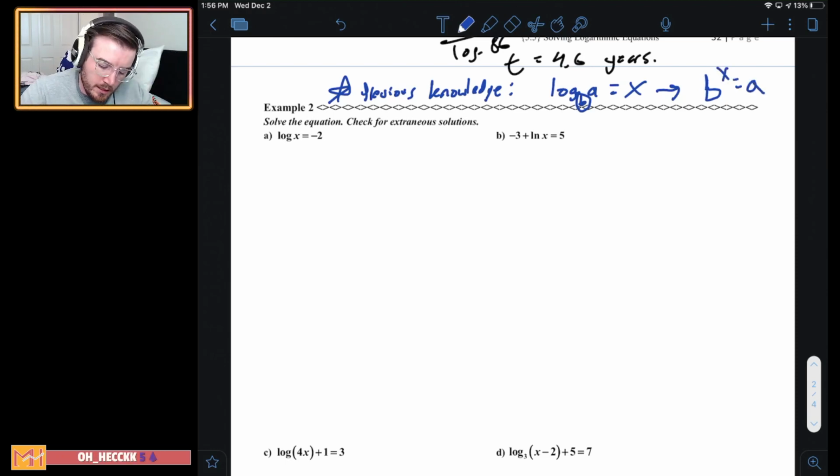Boom. So I can rewrite this logarithmic expression into an exponential expression. The base of the log becomes the base of the exponent, and these guys switch sides. Boom.